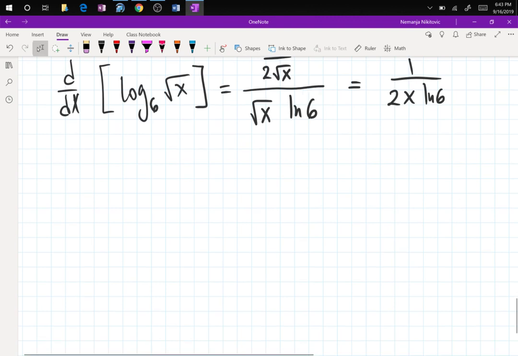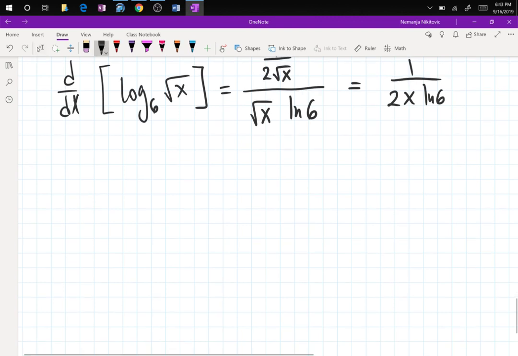Integration for this, it's only two integrals that you guys have. Integral of 1 over x dx is equal to what?